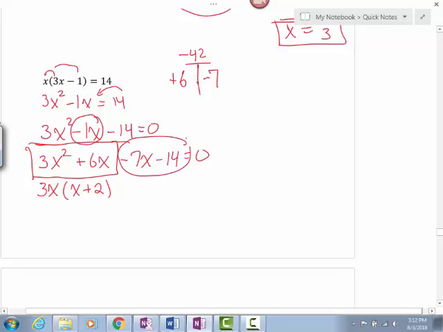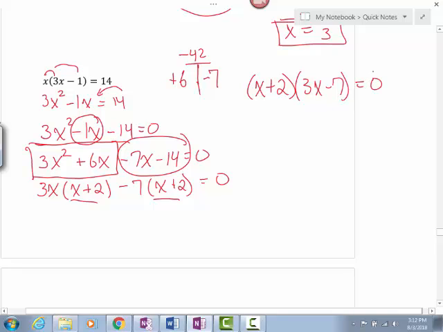Out of these two, I'm going to circle the last two. I can factor out the number negative 7. I'm also left with an x plus 2. So I can see, here's my common factor. I know I'm doing that right. Those two pieces need to match up. That's an x plus 2. This is a 3x minus 7, equals 0.